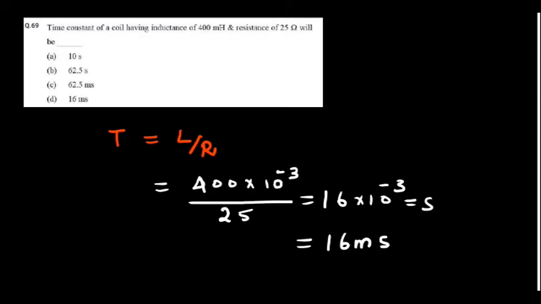The time constant of a coil having inductance 400 millihenry and resistance of 20 ohm will be? This also we have solved many times. So you know the equation, just put the value. What is the answer coming? 16 milliseconds. You are getting 16 milliseconds.